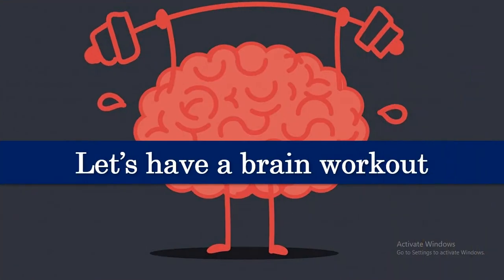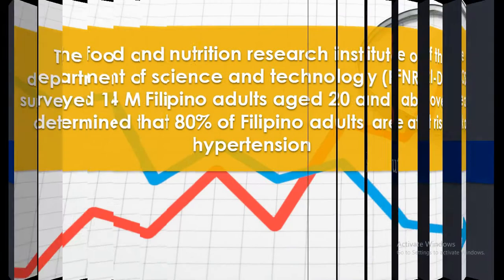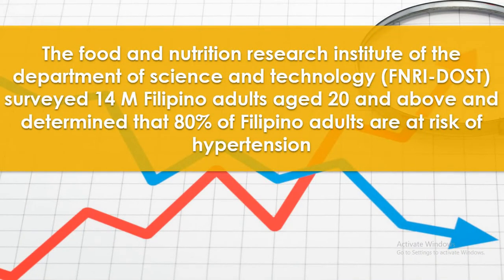Now let's practice identifying statistics and parameter given some information. The Food and Nutrition Research Institute of the Department of Science and Technology surveyed 14 million Filipino adults aged 20 and above and determined that 80% of the Filipino adults are at risk of hypertension. Now, to be able to identify the parameter and statistics, we need first to know what our population is. What is the total elements that we are pertaining to here?